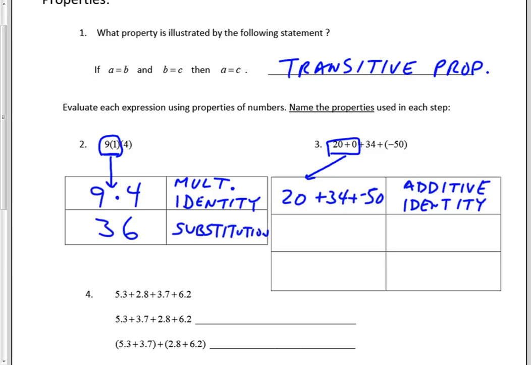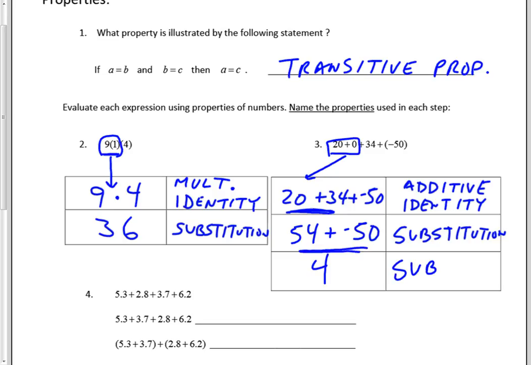What would you do next? You do this next, and that would be 54. What do we call it when we replace something with something else? Substitution. And I would then add that would be 4. What do we call it when you replace something? Substitution. So we did this, then we did this. Whatever it is that you're doing, you write down why you did it, or what the name of it is.